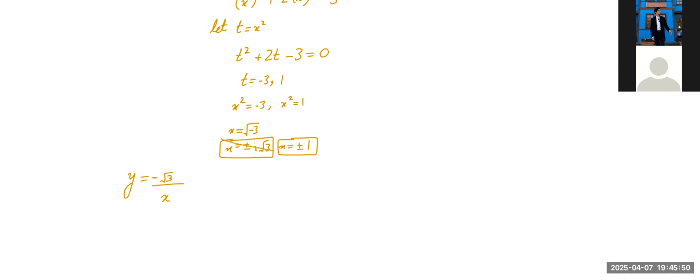So which means that y can only be minus root 3 over plus 1 or minus root 3 over minus 1. And as I said, both of these are the same. I mean, you can write them combined as plus minus root 3. So that is why.